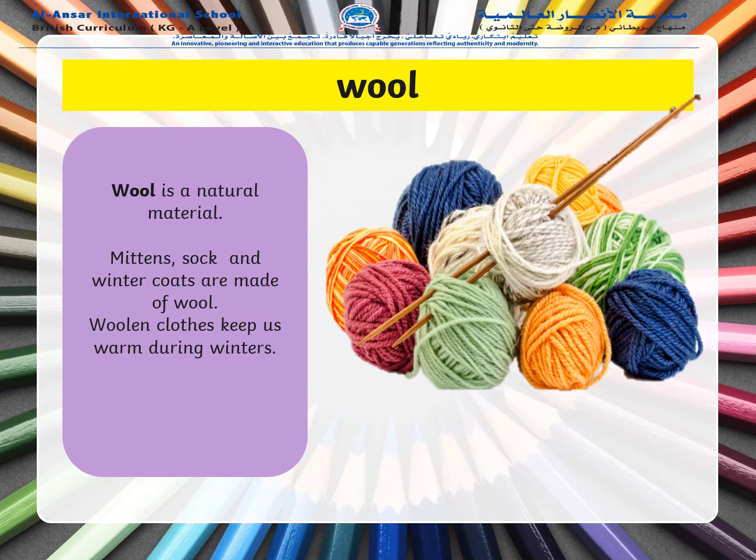Next material I have here is wool. It is a natural material. We get it from an animal. Can you recall that animal? Mittens, socks, and winter coats are made of wool. Woolen clothes keep us warm during winters. Which animal produces most wool? Yes, you got it right. It's sheep.